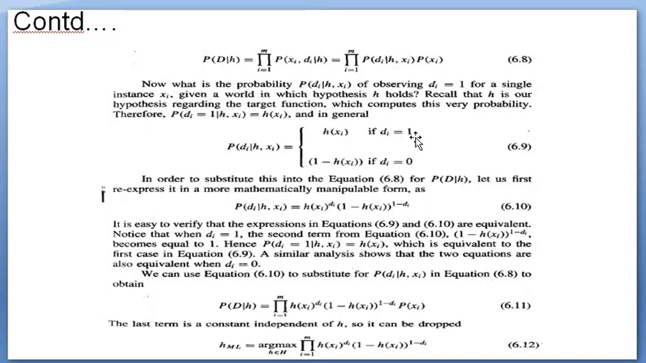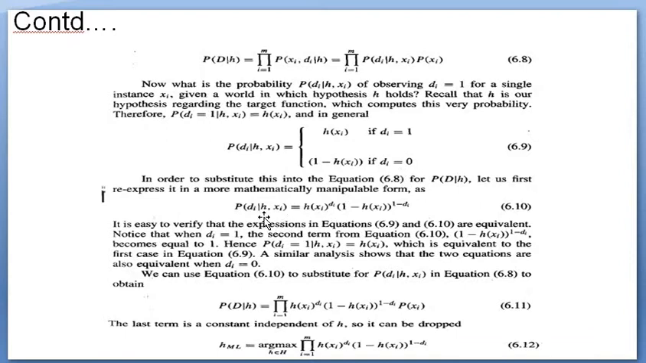Target hypothesis value should be 1, so it is the target hypothesis h of xi. Whenever di value is equal to 0, you just negate it, because when we negate in terms of probability, it becomes 1 minus something. So it becomes 1 minus h of xi. In order to substitute these values, we will substitute them in the previous equation, 6.8.